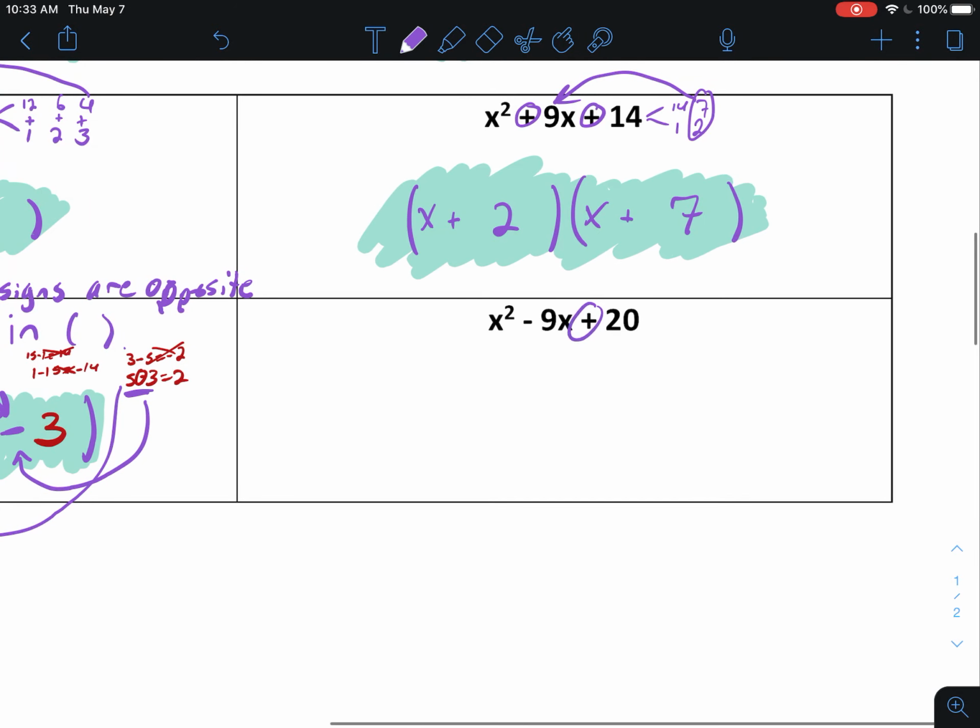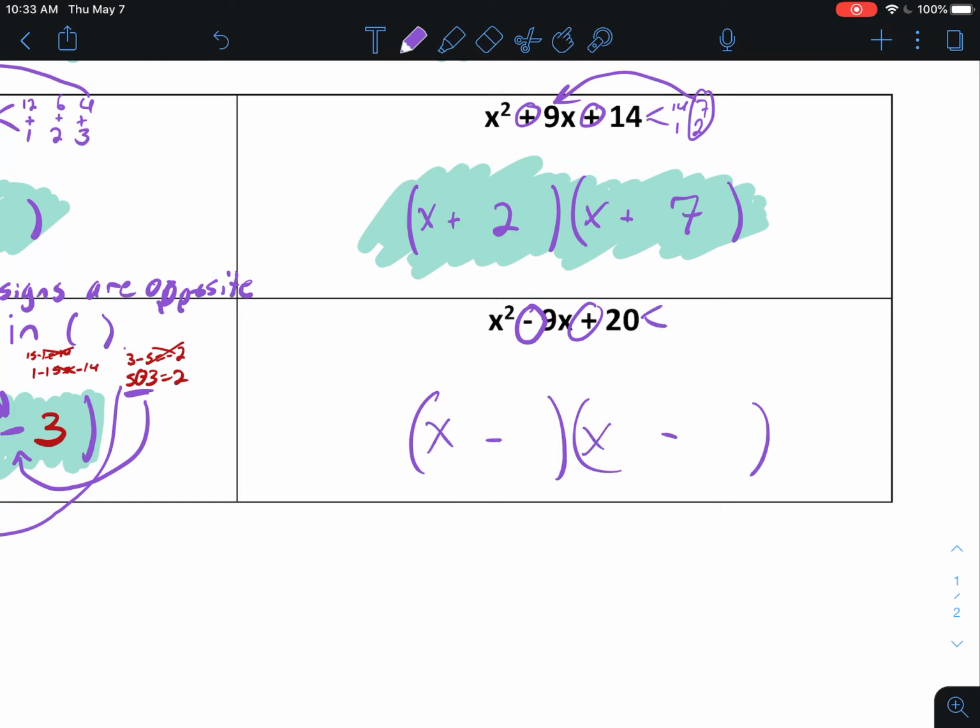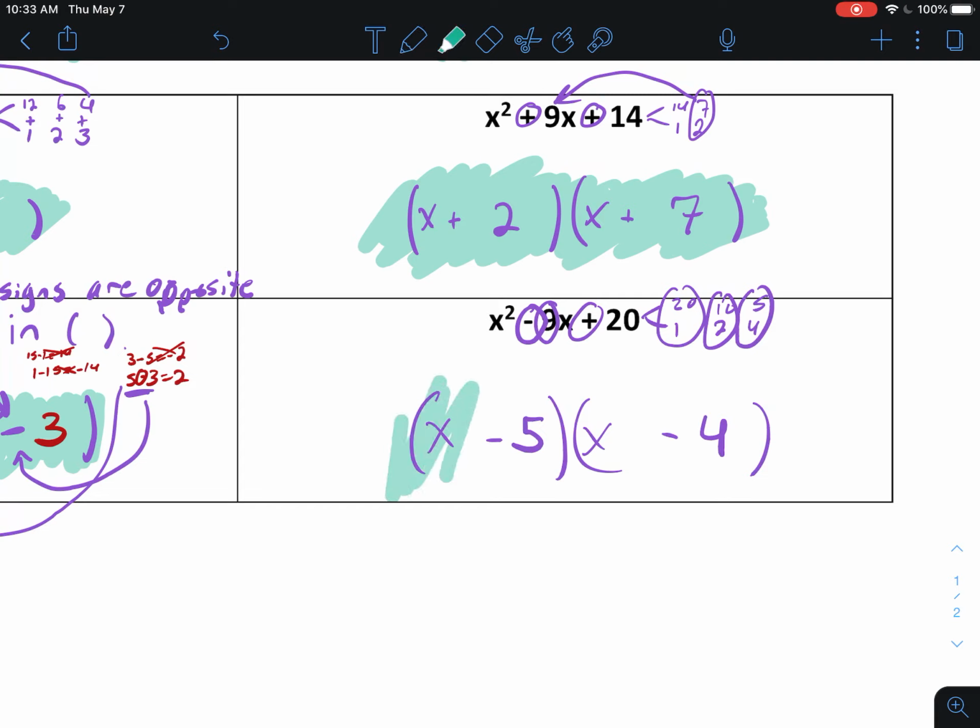Last example. So it's positive at the end. That means that our signs are going to match. What are they going to match to? Because it's negative in the middle, now they're both minuses. So we have x and x. Factors of 20 are 1 and 20, 2 and 10, 4 and 5. We need 9 in the middle. So these things added together, which is going to give us 9, looks like 5 and 4 would give us 9. So 5 and 4. And then that's our solution.